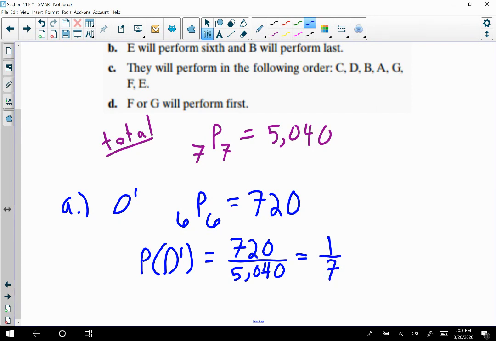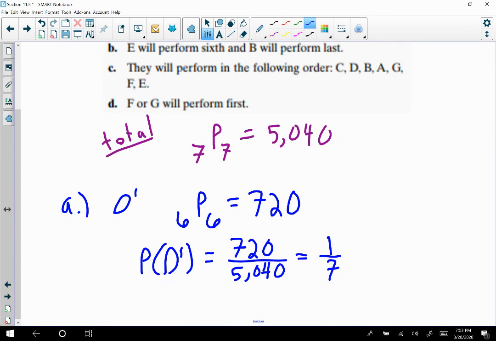And again, that kind of makes sense. You want D to go first, and you have 7 acts total. Even though there's lots of ways for D to go first, it's really 1 out of 7. All right, so let's do the next one.